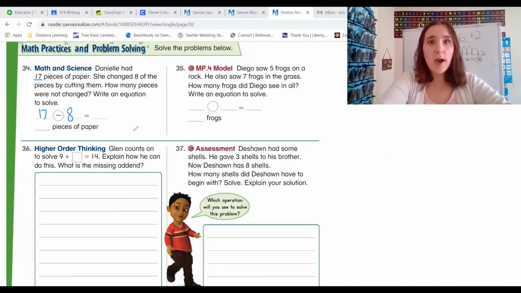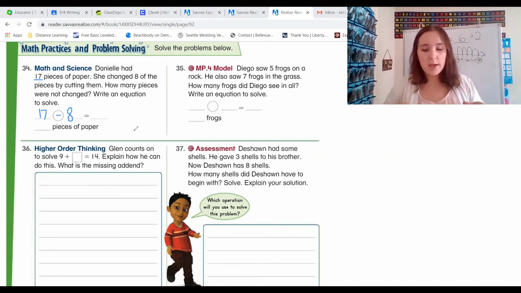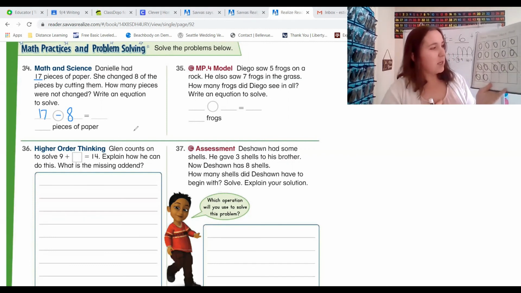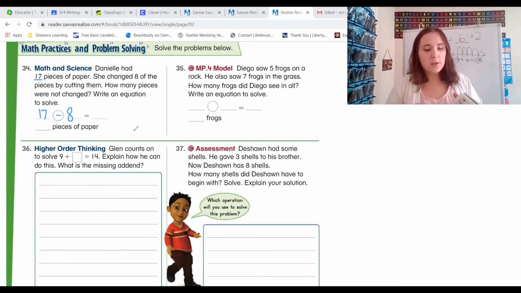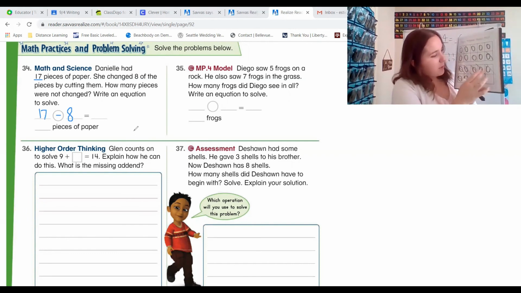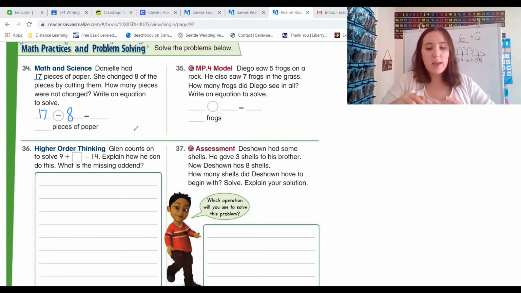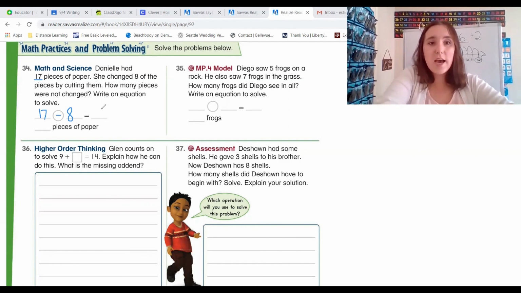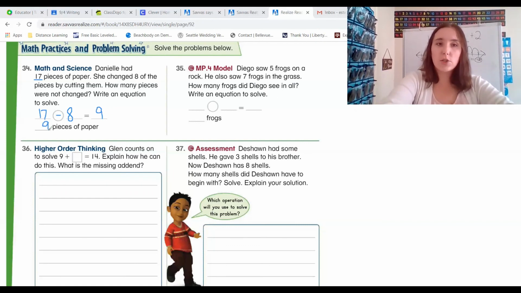Okay. Now, if I did this problem really quickly on my 10 frames, let's see, 17, and then I take away 8. So let's double check I took them all away. 1, 2, 3, 4, 5, 6, 7, 8. I have 9 left. So that means 9 of them were not changed. Okay. I want you to try number 36 by yourself, and then we'll check it together. Let me read it to you first. Glenn counts on to solve 9 plus something equals 14. Explain how he can do this. What is the missing addend? So go give it a try and then come back to me and we'll check your work.